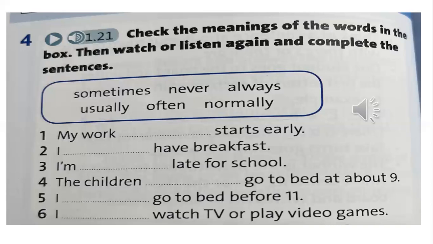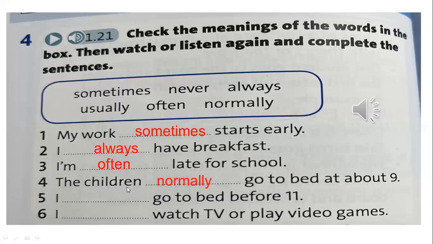Now I'd like to check your answers. Who can tell me which word you use for number 1? Okay, my work sometimes starts early. That's right. Now number 2. Yes, I always have breakfast. Now what about your answer for number 3? All right, I'm often late for school. And number 4.